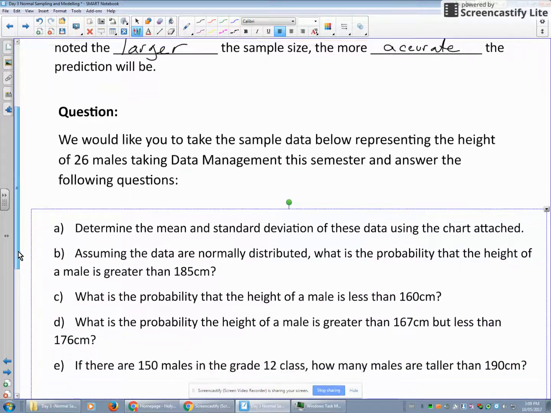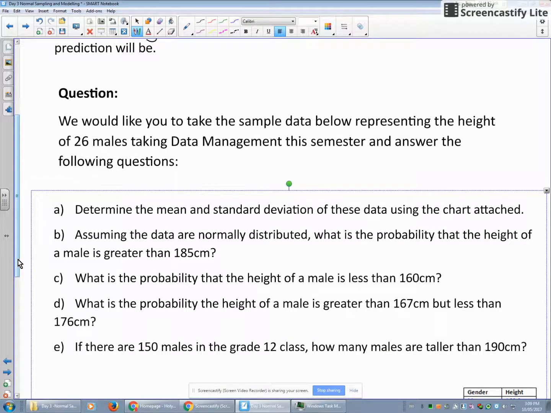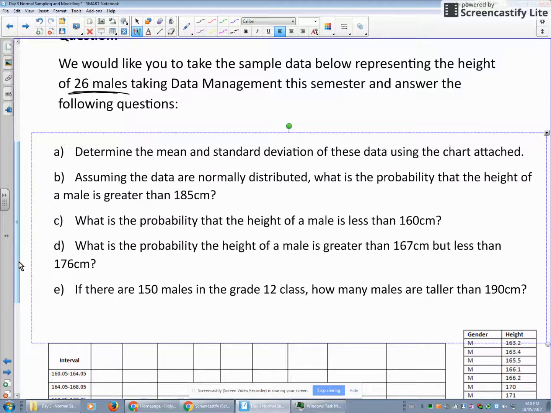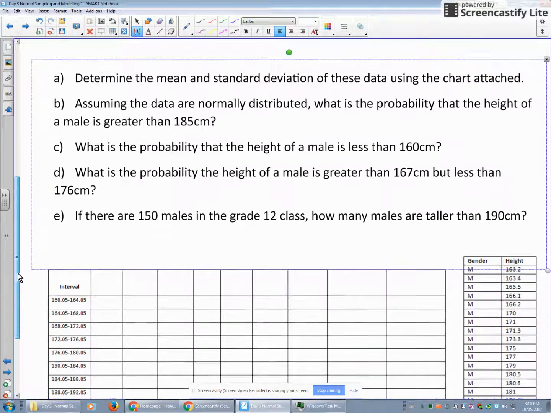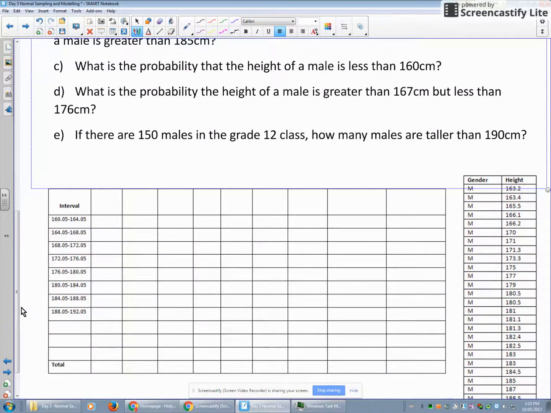So below what we actually have are real data from a number of years ago of the students, the 26 males. There are 26 males taking data management, and that data is included. So in this case, we will be assuming that height is typically denoted by a normal distribution. So we're going to take the sample data to answer these questions. Determine the mean and the standard deviation of these data using the chart attached. So we've got a chart that's on your handout.